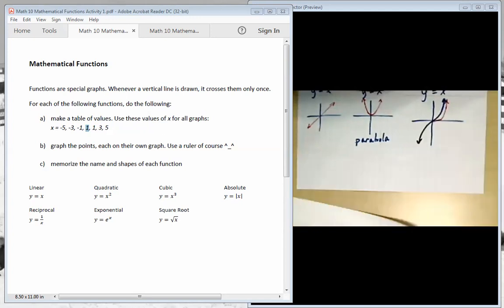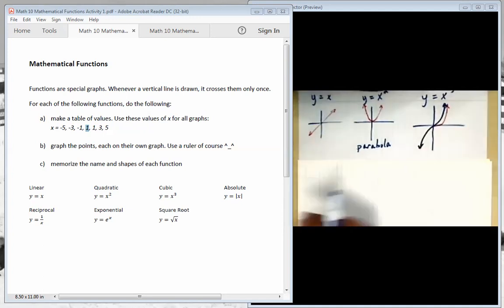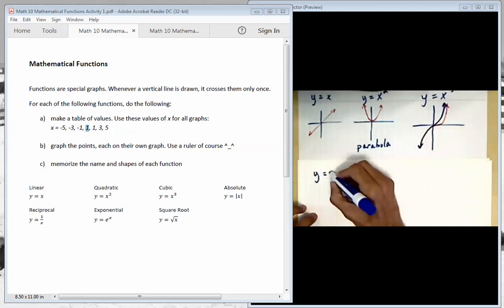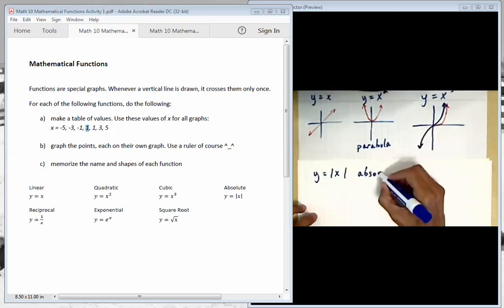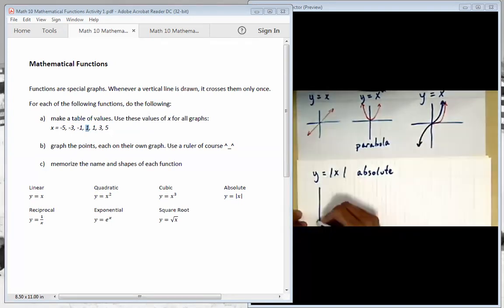This one, some people didn't know how this worked. I didn't tell you, to be honest. Kept it secret. But what happens with this? This is the absolute value. I'll do the first couple of points for you. Table of values like this.